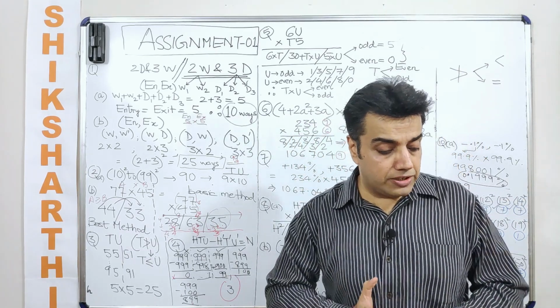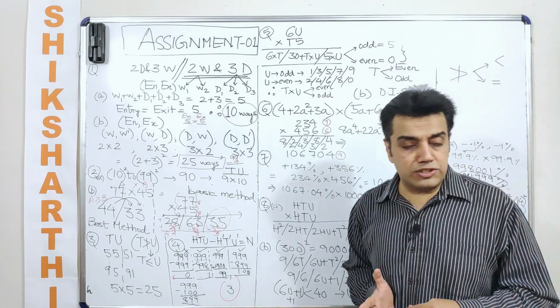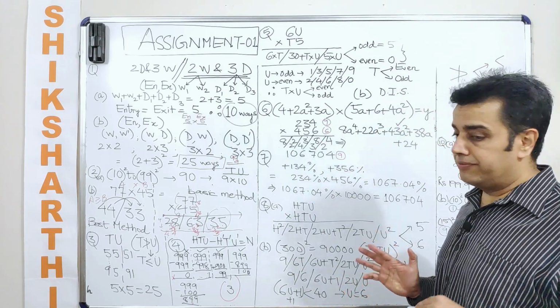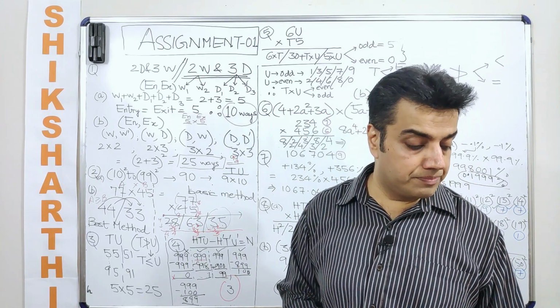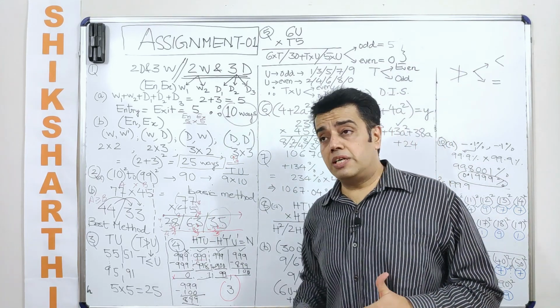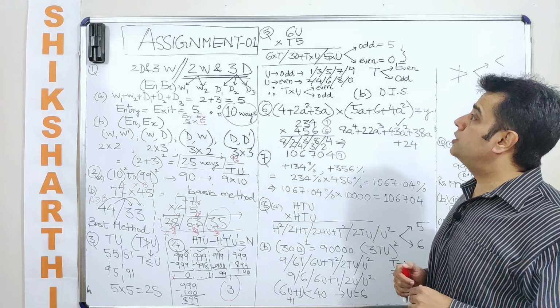Okay, taking it from here now, talking about the next question, which is question number 5. So question number 5 basically talks about there are two-digit numbers 6u into t5.